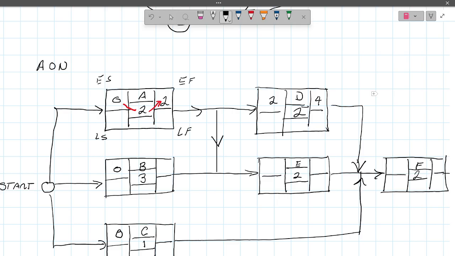Okay. So we're back to B. 0 plus 3 makes this one a 3. 3 carries forward. This is a 3, but it could also have been a 2. Okay, but 3 is the earliest I can start because I can't do E until I finish B.